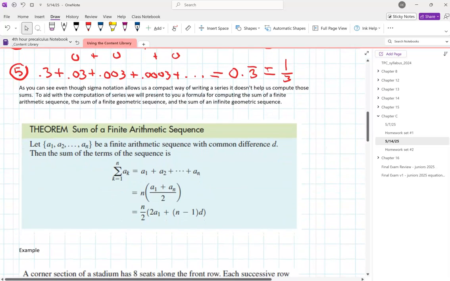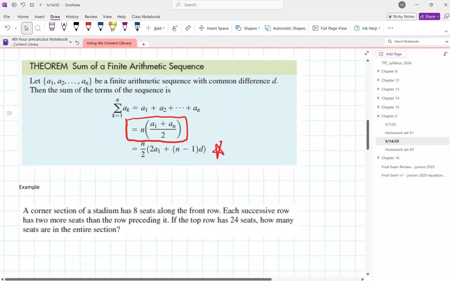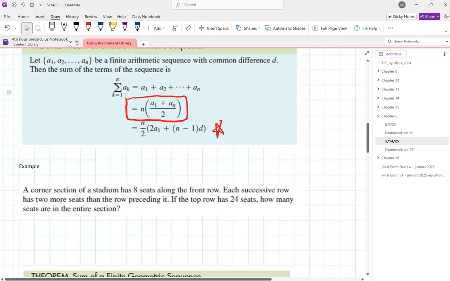So if we have an arithmetic sequence, I can calculate the sum from 1 to n by just taking the first term plus the last term, dividing that by 2, and then multiplying by the number of terms. This formula down here is equivalent. So they're both saying the same thing. I prefer that middle formula that I put the box around.